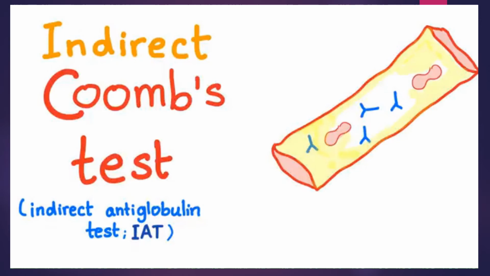In the previous video we have talked about the direct Coombs test. Now let's talk about the indirect Coombs test, also known as indirect antiglobulin test, or IAT. Unlike the direct Coombs test, where we were looking for antibodies on the surface of RBCs, here in the indirect Coombs test we are searching for antibodies floating in the serum, in the plasma, unbound to the red blood cells.